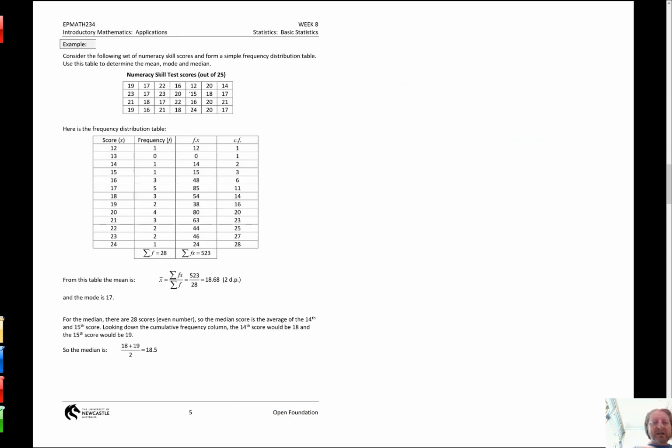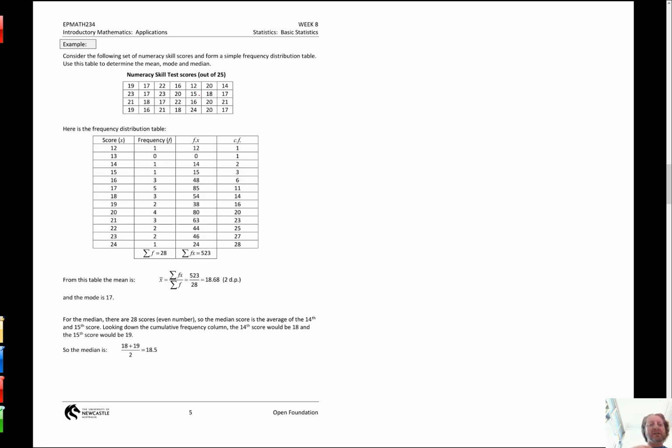So here's some data, and I haven't written the tally column on there, but clearly we've gone through one by one. We did a tally thing and we worked out the frequency of everything. We've got a range of scores from 12 to 24. Sure, we don't have any 13s, but our lowest score is 12, our highest is 24, and there's all the frequencies. The frequencies add up to 28, which I reckon is true because a 7 by 4 grid would contain 28 scores. Looks pretty good to me.